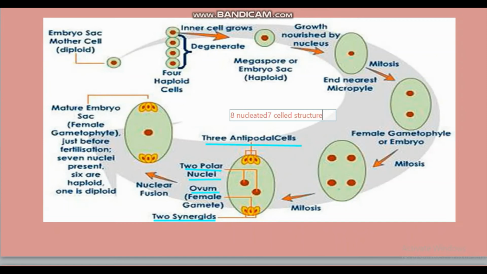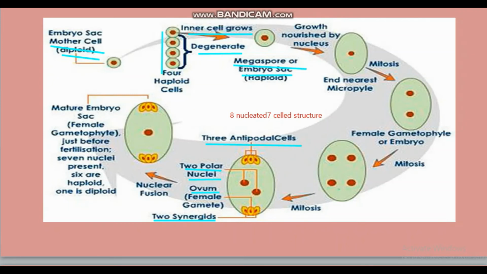Once again, what is megasporogenesis? Megasporogenesis means formation of megaspore. Formation from this up to this is called megasporogenesis. The megaspore mother cell is diploid, it undergoes meiosis, and there is a formation of 4 haploid cells. Out of these, 3 degenerate and 1 is the functional megaspore. The functional megaspore has another name, embryo sac.